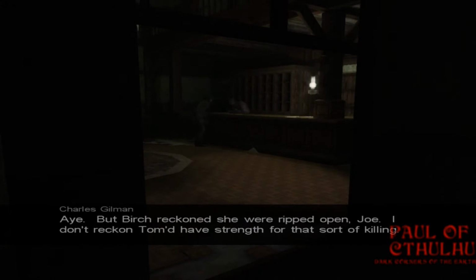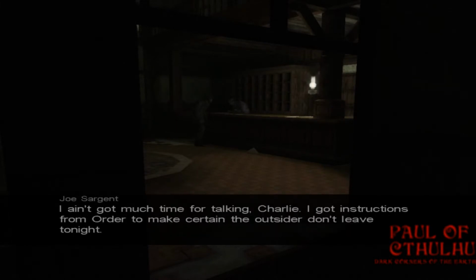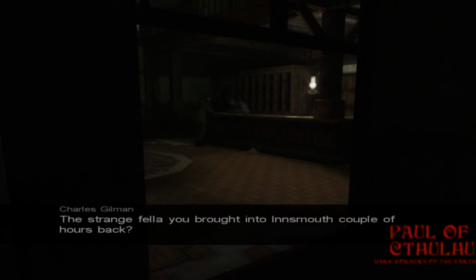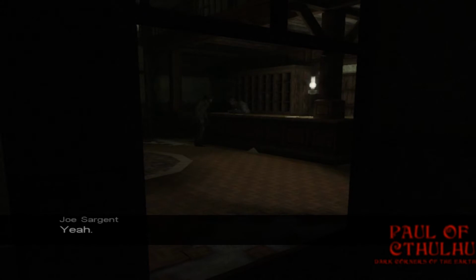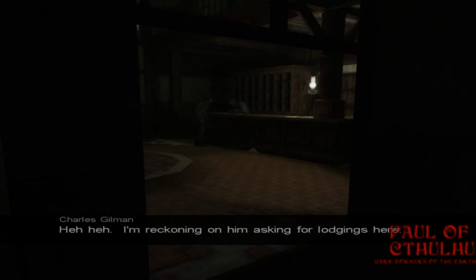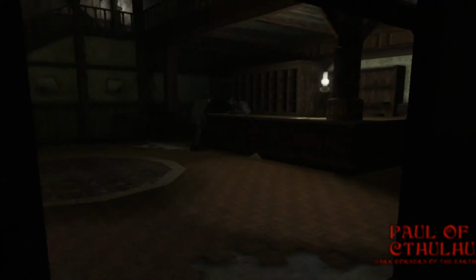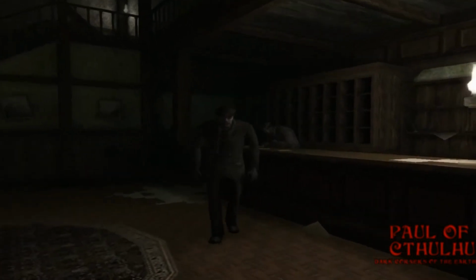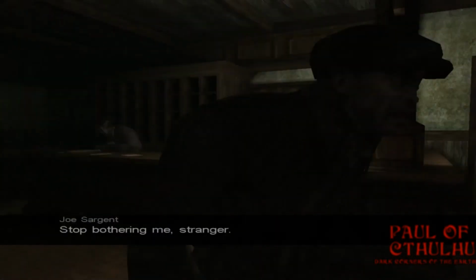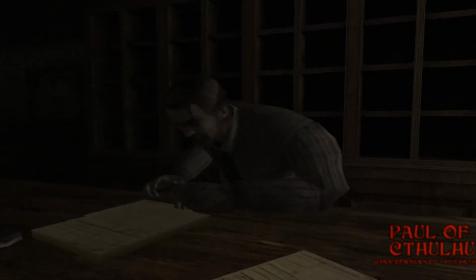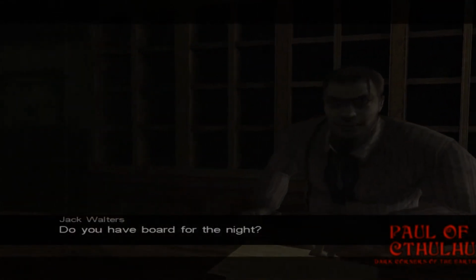Birch reckons you were ripped open, Joe. I don't reckon Tom had the strength for that sort of kid. He's too human. I ain't got much time for talking, Charlie. I got instructions from the order to make certain the outsider doesn't breathe tonight. Would that be the strange fella you brought in to Innsmouth a couple hours back? Yeah. Now let's confront him. Stop bothering me, stranger.